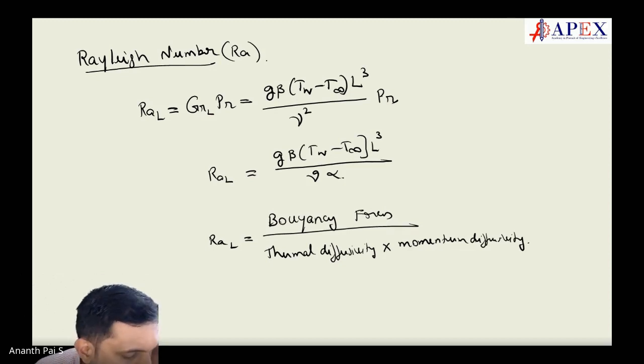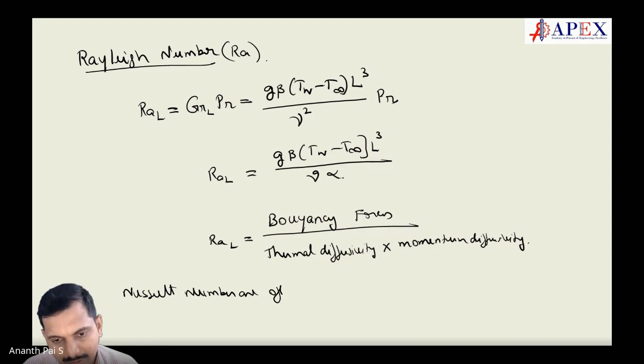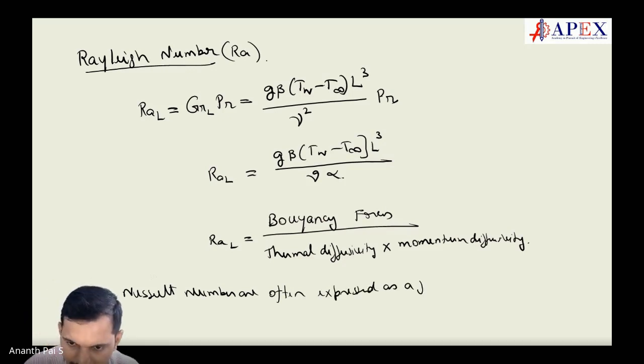Buoyancy forces divided by thermal and momentum diffusivity. Generally, the Nusselt number is often expressed as a function of the Rayleigh number.